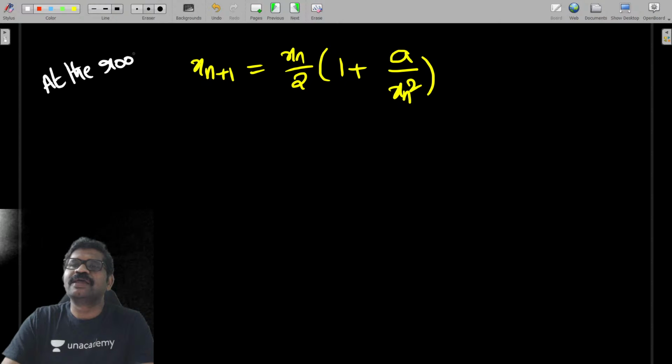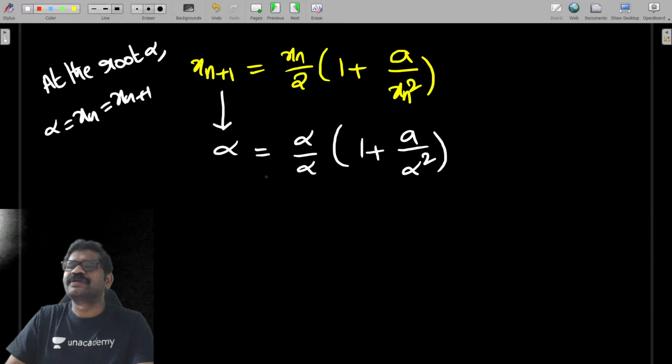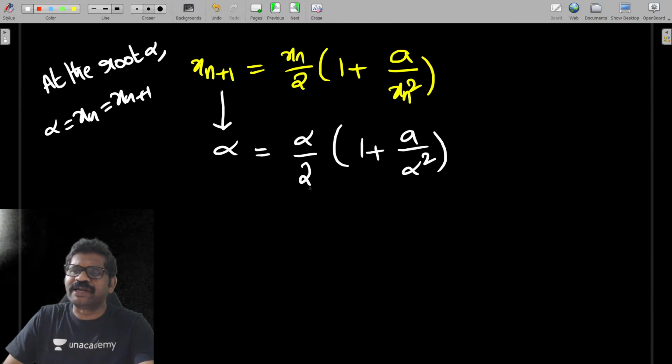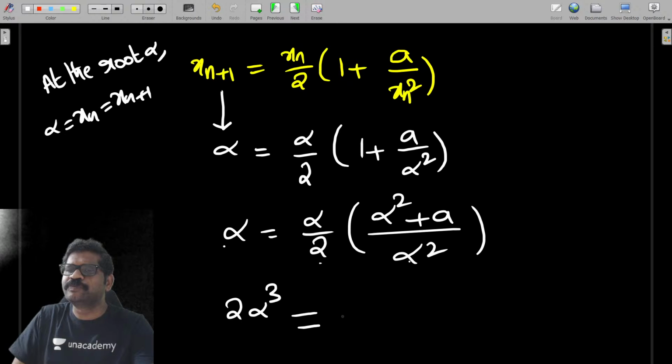That's why the logic is, at the root, if you name it alpha, alpha equal to xn equal to xn plus 1. In the place of xn plus 1 and xn, I am going to substitute alpha. So alpha equal to alpha by 2 of 1 plus a by alpha square. Taking the LCM, alpha equal to alpha by 2 of alpha square plus a over alpha square, so 2 alpha cube equal to alpha cube plus a alpha.